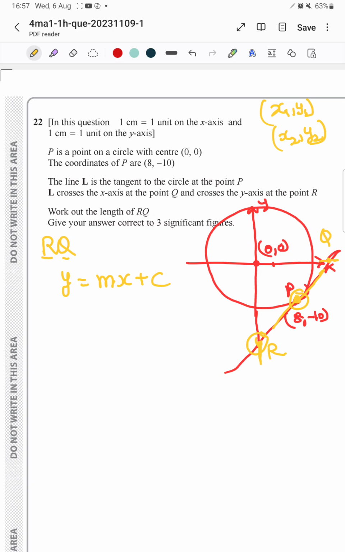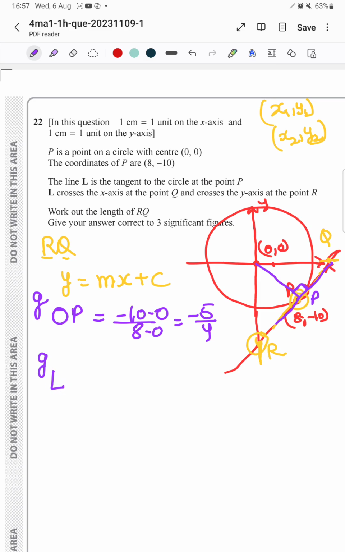But there is a way to find the gradient, because it is said that this is a tangent line. So if it is a tangent line, that means if I join this line, that is the radius of the circle, there will be an angle of 90 degrees. So if I find the gradient of line OP, it will be -10 minus 0 over 8 minus 0, that is -5 over 4. So I can find the gradient of line L, this is line L, and that will be equal to 4 over 5, because line L is perpendicular to this line OP, and the gradients are negative reciprocals of each other.